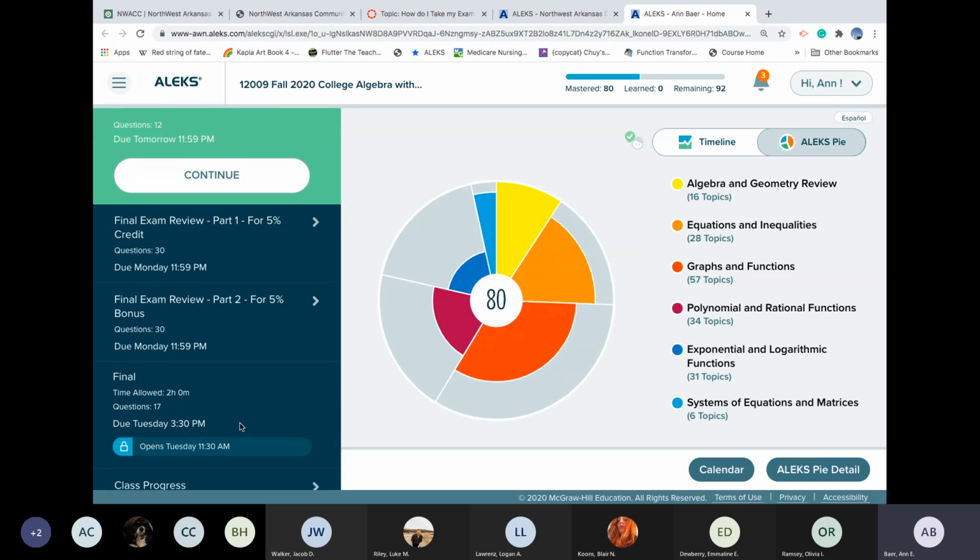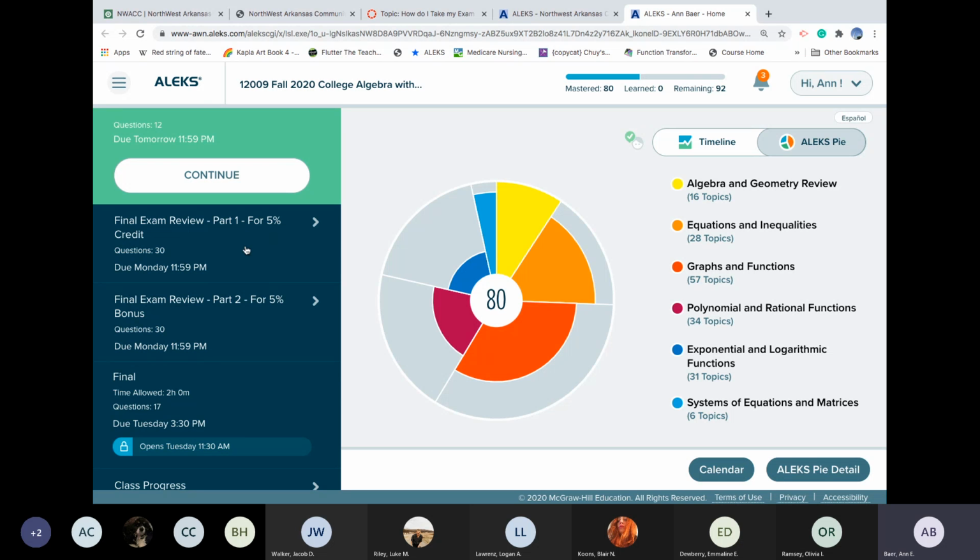So what you will know, that you see this final exam review part 1 for 5% course credit. There's also final exam review part 2 for 5% bonus. This is worth like 30 points of your course grade if you want to look at it from a points perspective. As is this one. Those two together are worth like 60 points of your course grade. Lots of points.